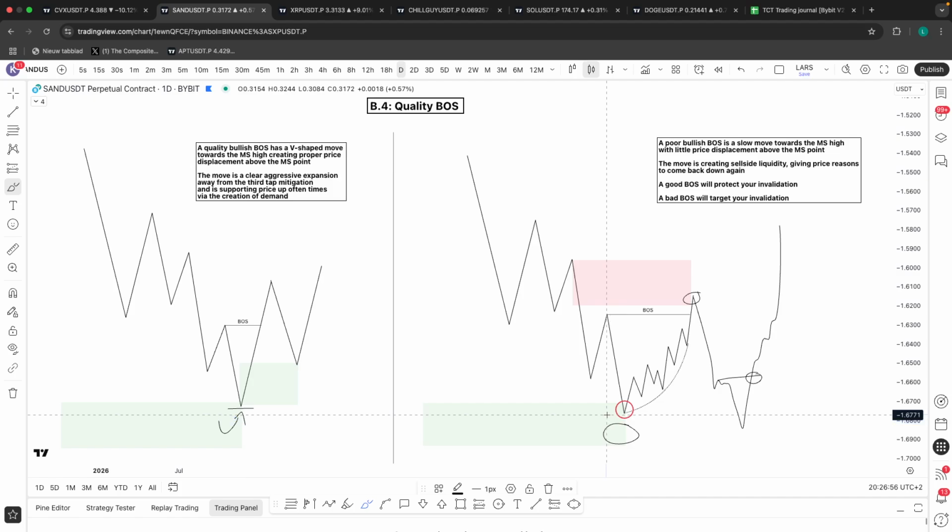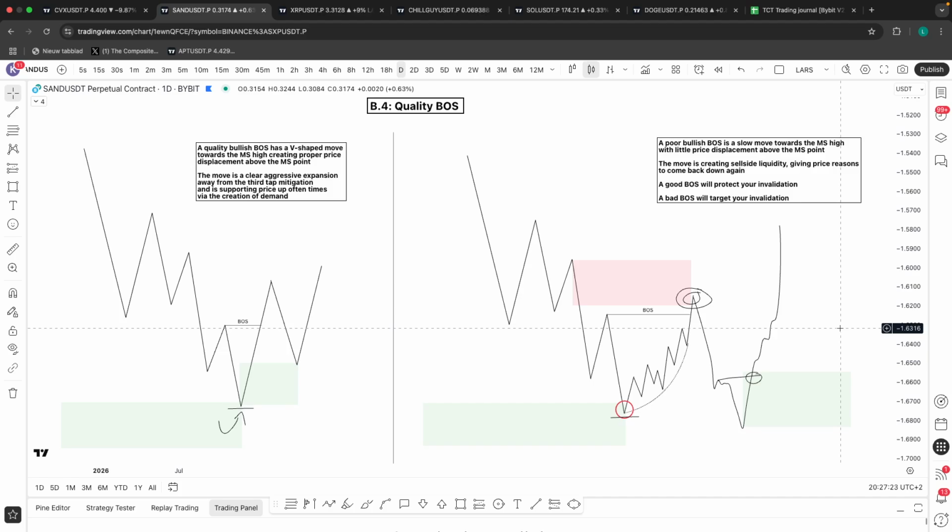Whereas if your stop loss is right there and you have a liquidity trail up towards that high, then your stop loss is so vulnerable to getting taken out, because you are part of the liquidity that market makers can come back for before reversing. Where then here you might create that demand again and you have the proper V-shaped price action. So the simple sentence is: a good breaker structure will protect your invalidation, which is your stop loss placement. A bad breaker structure will target your invalidation.